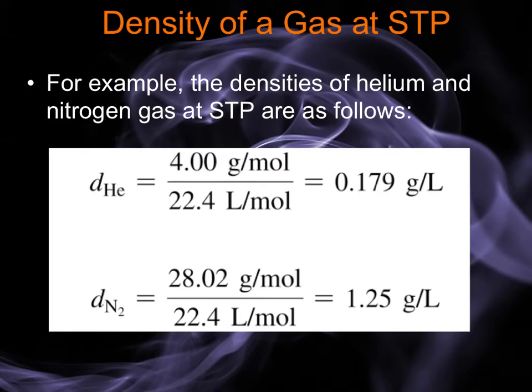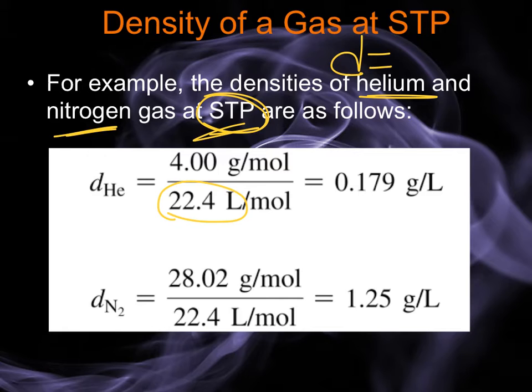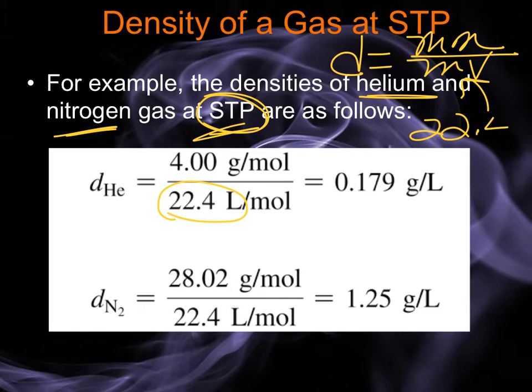So again, before you use this 22.4 liters per mole, you have to be at STP conditions, so be careful with that. Let's say that I asked you what the density of helium is or the density of nitrogen at STP conditions. So remember the formula. Density is the molar mass of the gas, that's from the periodic table, divided by the molar volume. As long as you're at STP, the molar volume is 22.4 liters per mole.